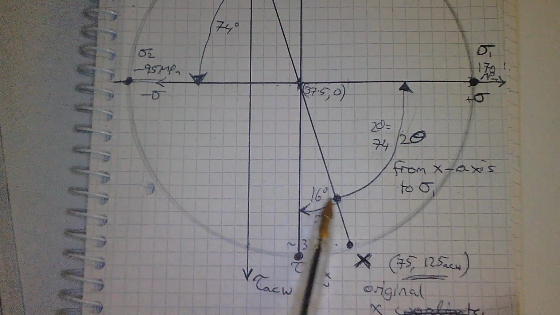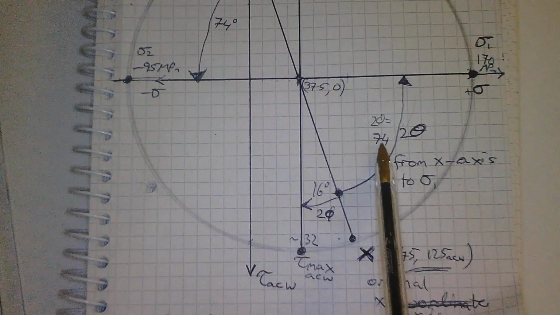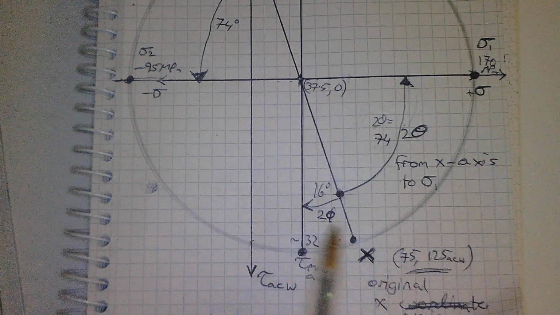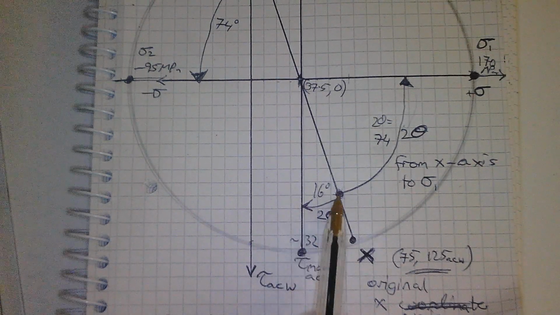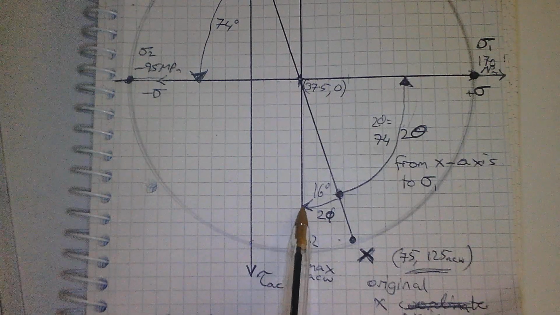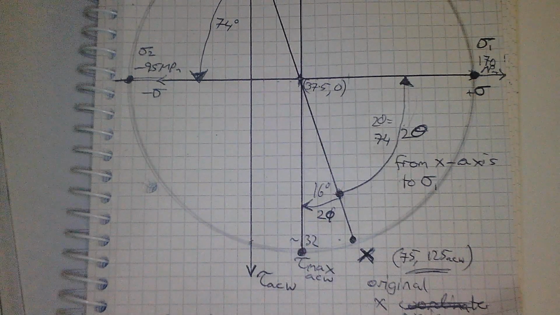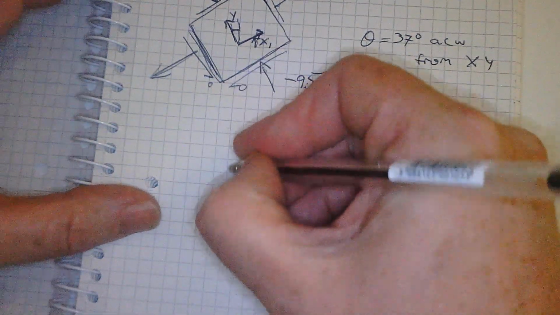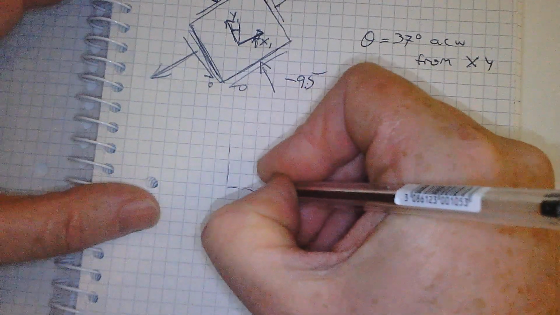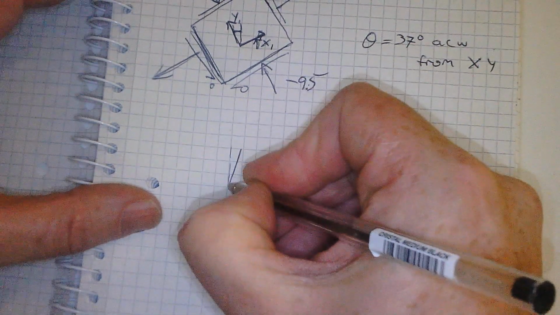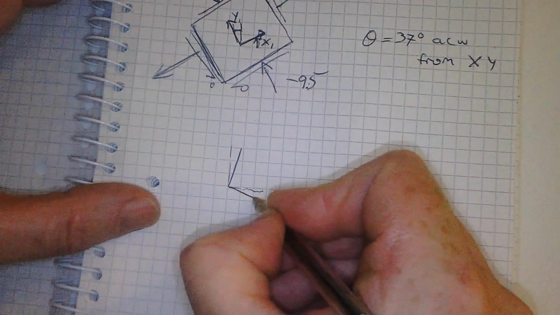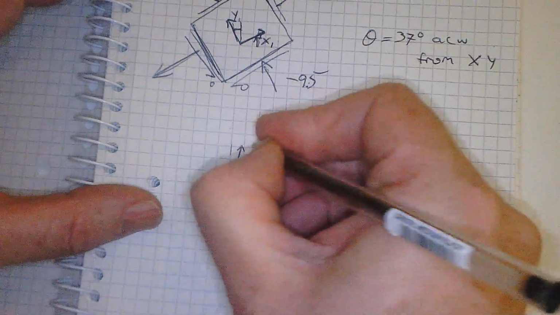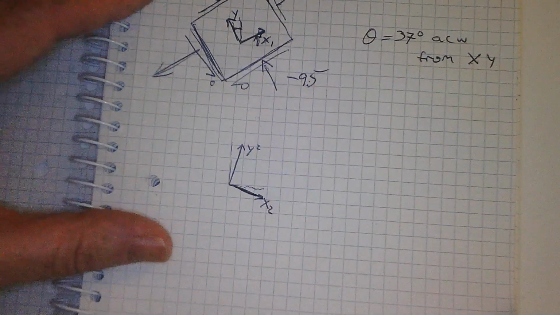Anyway, we can figure out from the circle, if we know that this is 74 degrees on the circle, 74 from 90 means this must be 16 degrees on the circle, and it's 16 degrees clockwise from X to the maximum shear stress. So back in the real world, phi would be 8 degrees. So we could plot out a new coordinate system. If that's our original XY there, our new coordinate system would be 8 degrees clockwise from the original XY. I'll call that X2, Y2, or X prime prime, Y prime prime.